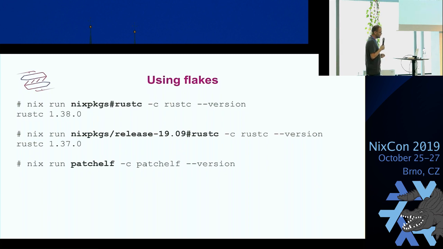So there can be any number of flakes. For example, in the flake world, the PetShelf project has a flake.nix file. So if we want to run the latest and greatest PetShelf, we just say nix run PetShelf, and this will fetch the PetShelf repository, build it, and run it.